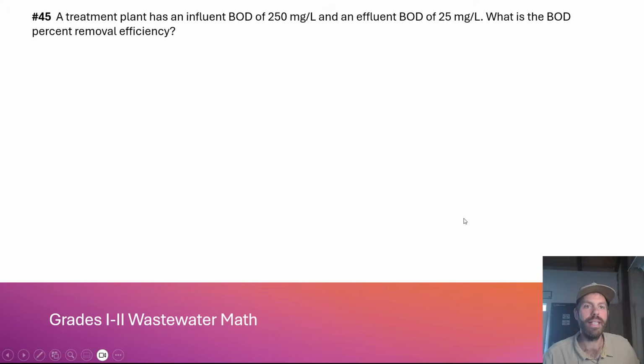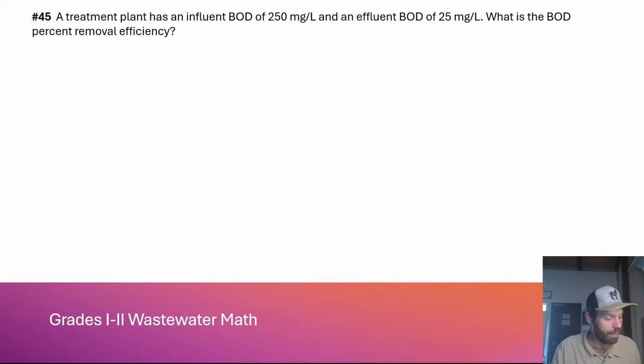A treatment plant has an influent BOD of 250 milligrams per liter and an effluent BOD of 25 milligrams per liter. What is the BOD percent removal efficiency? Okay, you might see percent removal, percent efficiency, removal efficiency. This can be written a lot of different ways.